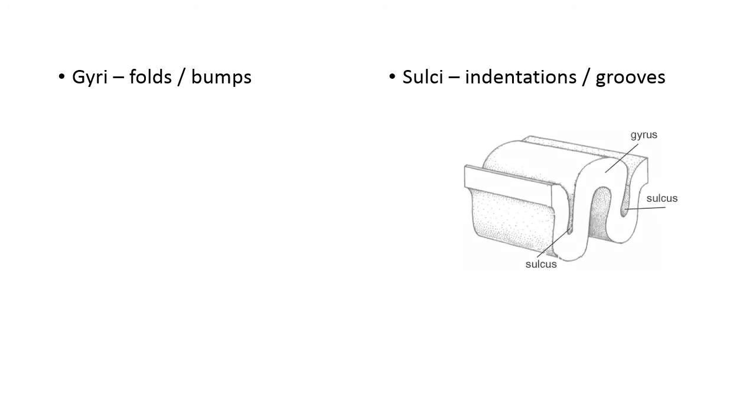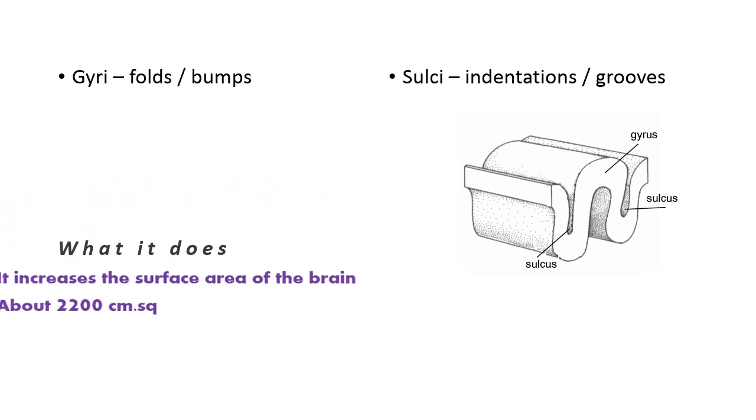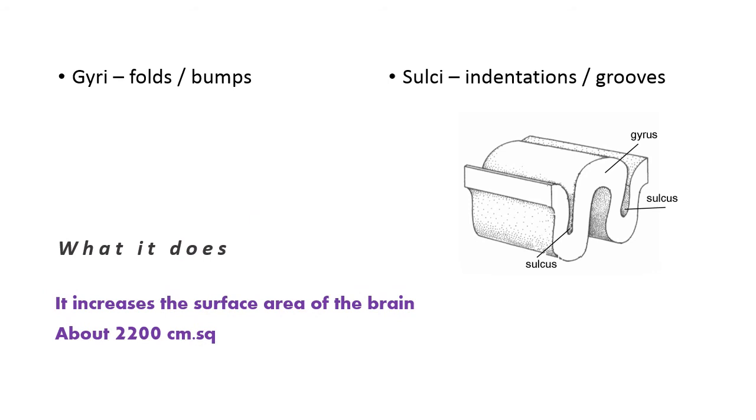The gyri are the folds or bumps which are present on top, and the sulci are the indentations or grooves which are present under the surfaces. This is the picture. The gyri are present upward and the sulci are buried under the gyri. So what does it do? What is the main role of the gyri and sulci? It increases the surface area of the brain, to about 2200 square centimeters.